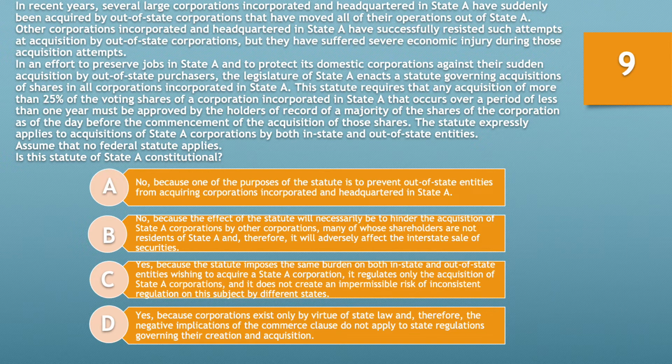In an effort to preserve jobs in State A and to protect its domestic corporations against their sudden acquisitions by out-of-state purchasers, the legislature of State A enacts a statute governing acquisitions of shares in all corporations incorporated in State A. This statute requires that any acquisition of more than 25% of the voting shares of a corporation incorporated in State A that occurs over a period of less than 1 year must be approved by the holder of record of a majority of the shares of the corporation as of the day before the commencement of the acquisition of those shares.